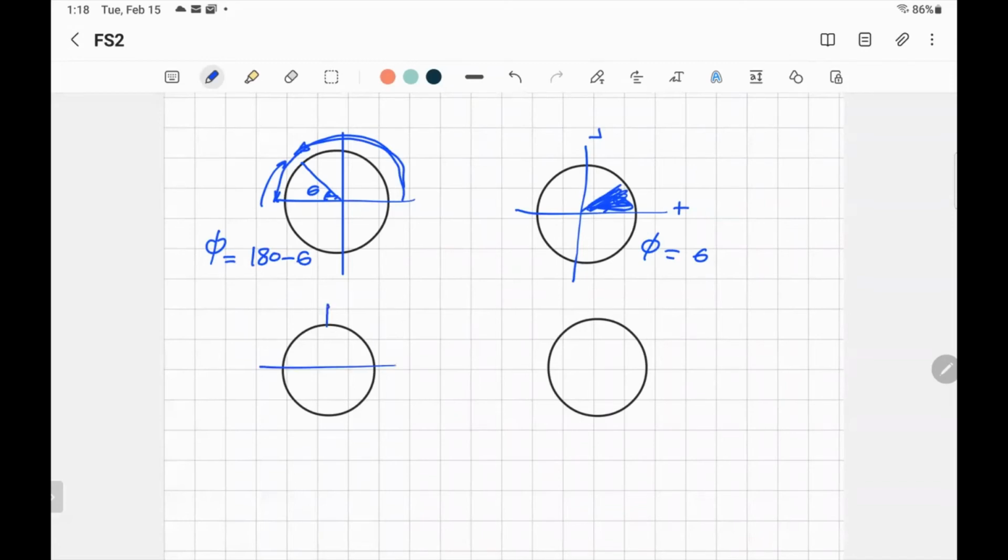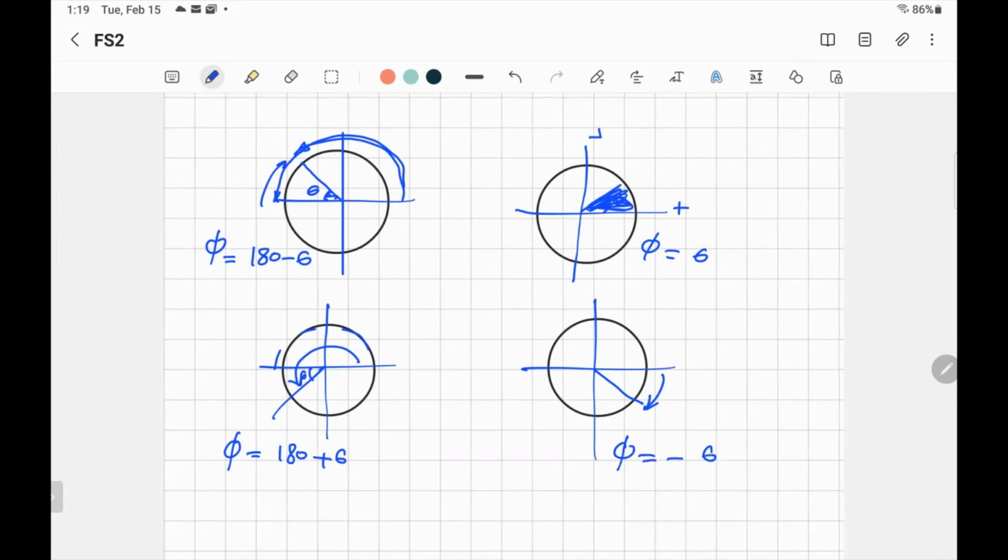If it's in the third quarter, here, that's your theta. So you are moving 180, moving pi, and adding theta to it. So phi is equal to 180 plus theta. And the fourth one will be here. You could go to 2 pi and subtract, but that's hard. It's better to go from the negative side. It's just the negative of the angle. So phi is equal to negative theta.